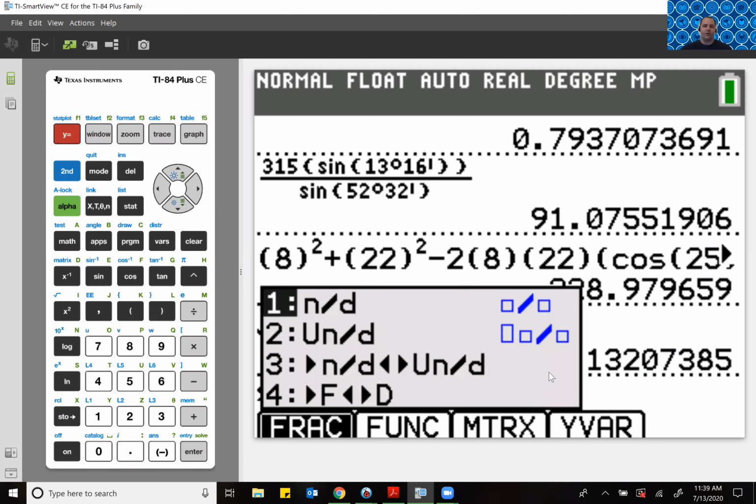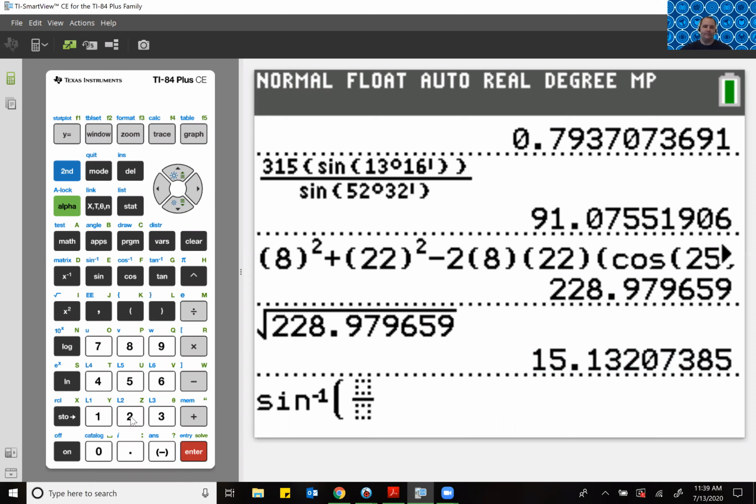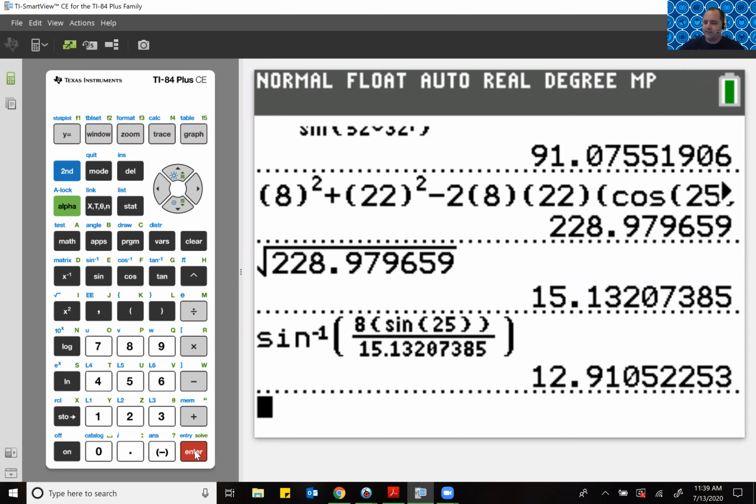All right, so second sine alpha y equals. So we can't just go up and grab that number. We're going to have to actually type it in. 8 parentheses sine 25, close, close. And then come down here and push 15.13207385. There we go. Scroll it to the side. I like to close it. And there is angle B, which is 12.